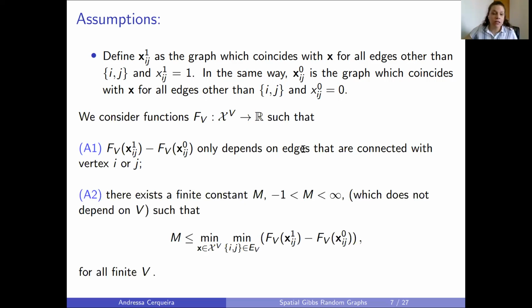The second thing is that I can have a lower bound m, that's a constant, greater than -1, to this difference of functions for all pairs of vertices that I'm going to take in the graph, for all possible graphs. So I have this lower bound here. So let's see some examples of functions that satisfy these conditions here. And then we can think about models that we are going to consider.